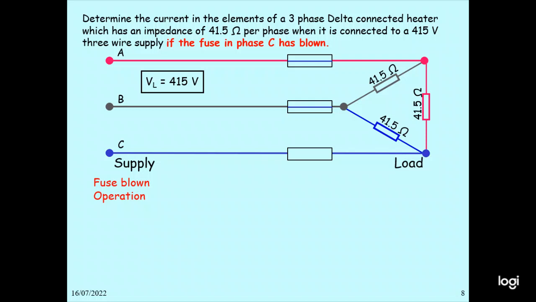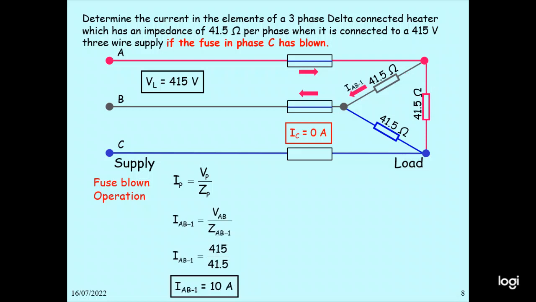Then the fuse is blown. So with the fuse blown, IC equal to 0. Therefore, the current flows only in IA and IB. What happens is that two 41.5 ohm are connected in series, and that is connected in parallel with the 41.5 ohm. So IP equal to VAB by ZAB. We calculate that: 415 divided by 41.5, you get 10 ampere. IAB1 is 10 ampere.